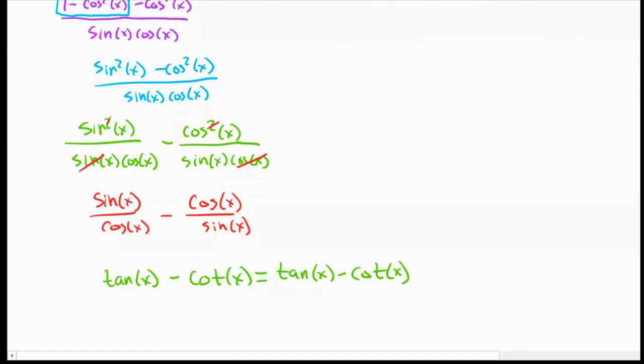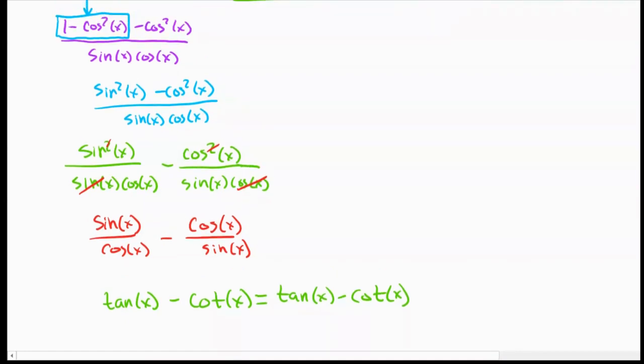So in this one, the 2 tricky parts were breaking up the 2 cosine squared and then making sure to break up this fraction here into 2 pieces. So if we can do those 2 things, there's only a couple steps to this one, and then we have proven it.